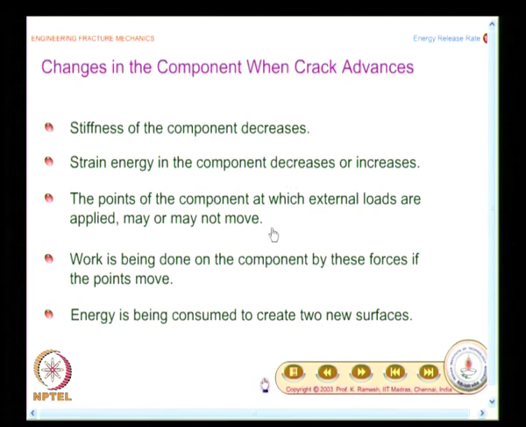And another minor detail is the points of the component at which external loads are applied may or may not move. The moment you come to fracture mechanics literature, you always talk about fixed grips. That means, you have constant displacement applied to the specimen. This is one possibility. Another possibility is constant load. Why do we do that? It helps in our mathematical development.